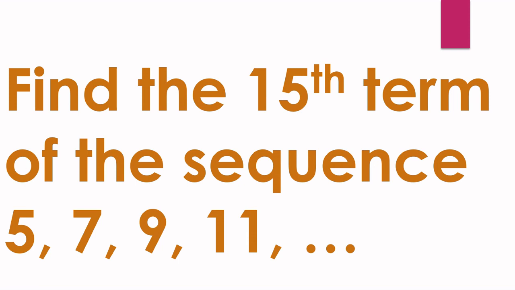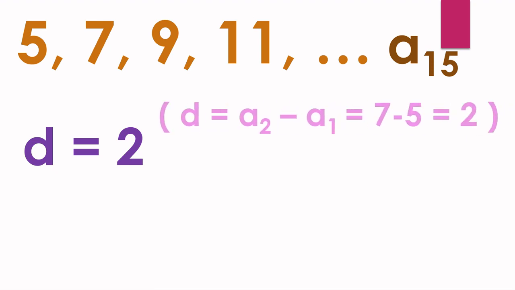Let us find the 15th term of the sequence 5, 7, 9, 11. From the given sequence, the common difference is 2. How did we get 2? We simply subtract a sub 2 minus a sub 1. So we have 7 minus 5 equals 2.